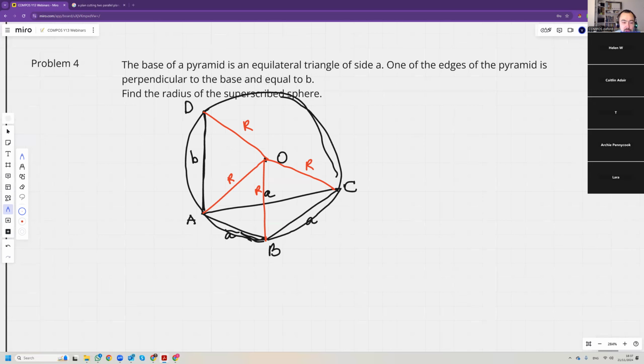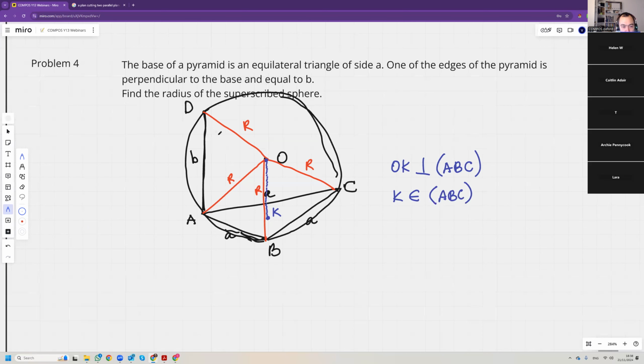Okay, so let's draw a line. Let's draw a perpendicular from point O. We draw perpendicular downwards until we meet the plane ABC. And let's call this point K. So OK is perpendicular to the plane ABC, and K is in that plane, of course. K belongs to the plane ABC.